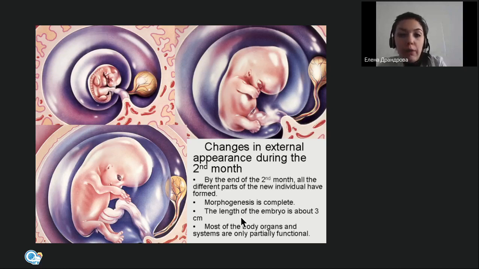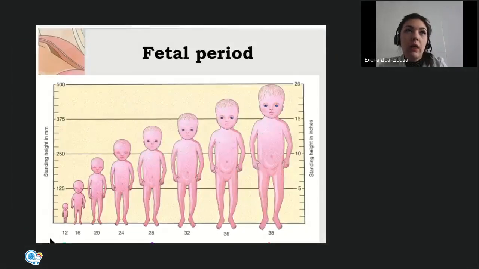The length of the embryo is very small, only about 3 centimeters. Most of the body organs and systems are only partially functional. So certainly, if pregnancy ends in the second month of embryonic development, such an embryo will not be viable. It will not be able to live outside of the uterus, outside of a maternal body. That's why pregnancy should last longer. We said in humans, pregnancy lasts about 9 months. It is individual for every species.